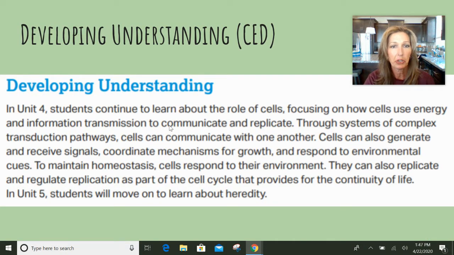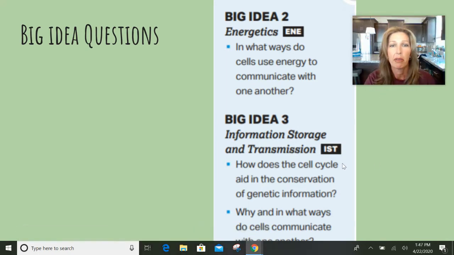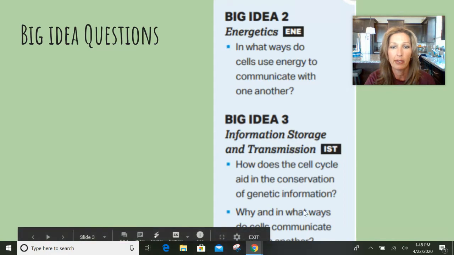Now, in this particular unit, what they want you to develop an understanding for is just the role of cells and focusing on how cells use energy and information transmission to communicate and to replicate. And then take that on to Unit 5. Now, some of the big idea questions that you should be able to answer after understanding this unit is big idea 2 on energetics, as far as understanding how cells use energy to communicate with one another, and also understanding this information storage and transmission. So understanding the cell cycle and also then ways that cells communicate with one another as well.